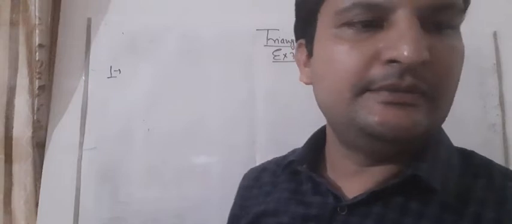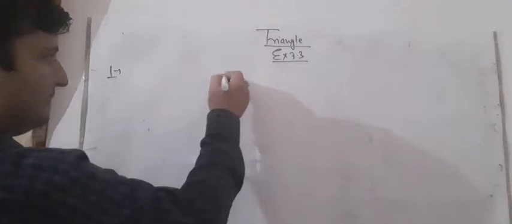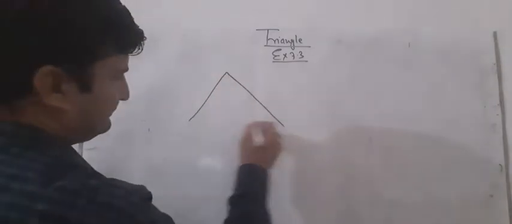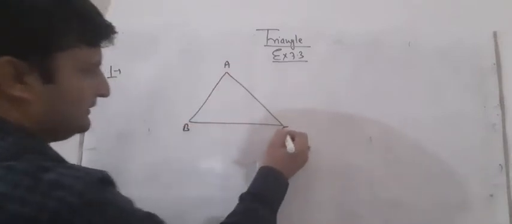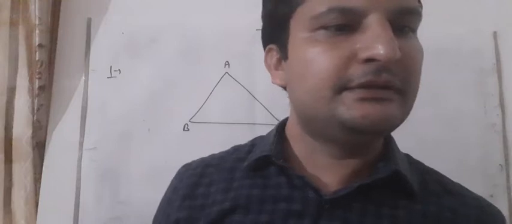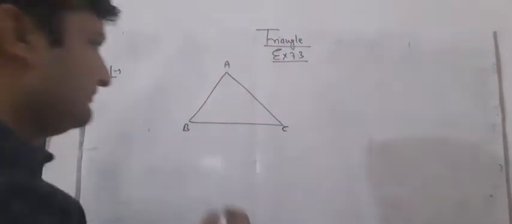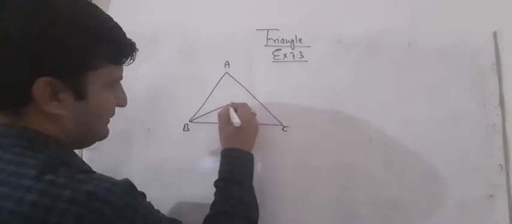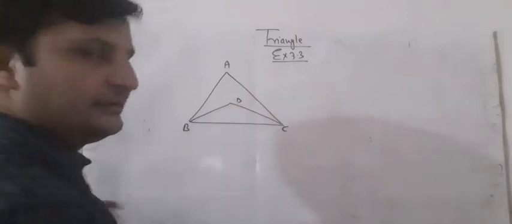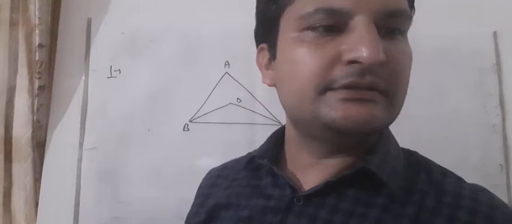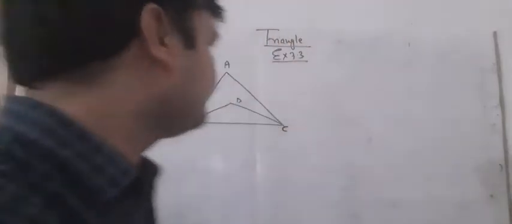Students, question number 1: it is given that triangle ABC and triangle DBC are two isosceles triangles on the same base BC. BC is the same base, and one triangle is like this. This point is D. Vertices A and D are on the same side of BC.